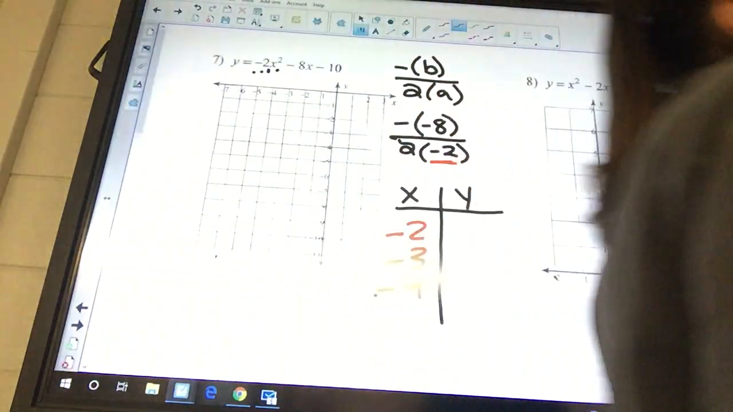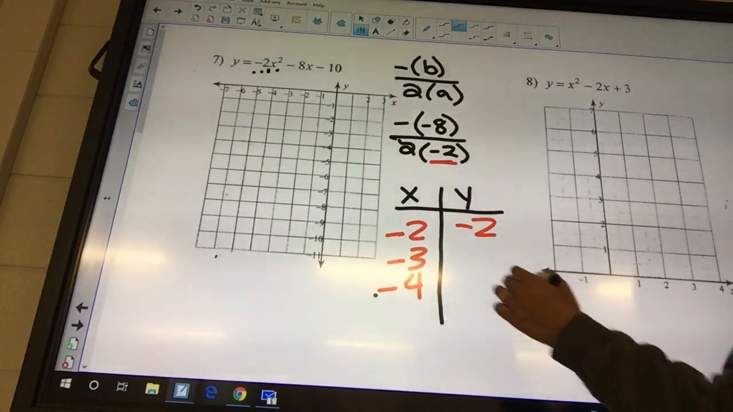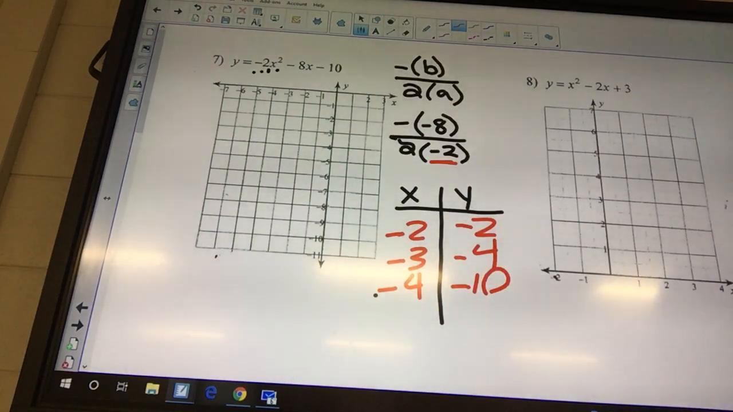Okay. What is negative 2? What'd you get? Negative 2. Negative 2, negative 3, negative 4. Negative 4, negative 10. Okay, so that looks much better. If the stuff won't fit on your graph, something ain't right. Okay? I was right. See that?